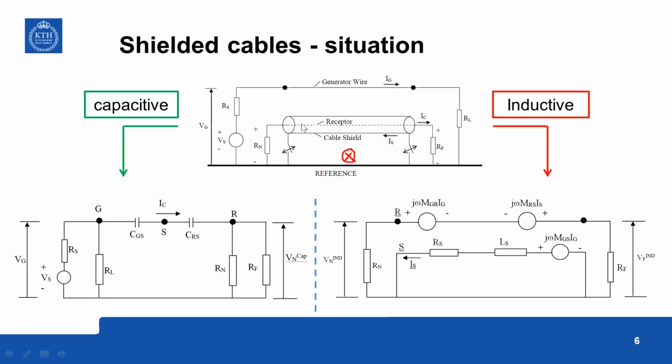Now since this generator wire is further away, and the receptor and cable shield are so close to each other, basically it is the same flux that is linking with both the receptor circuit and the shield circuit. Now we assume that the shield is connected at both ends for the generic case, whereas here it is open for the generic case.